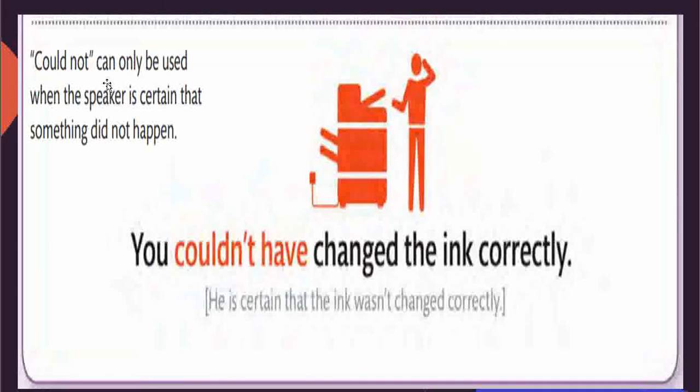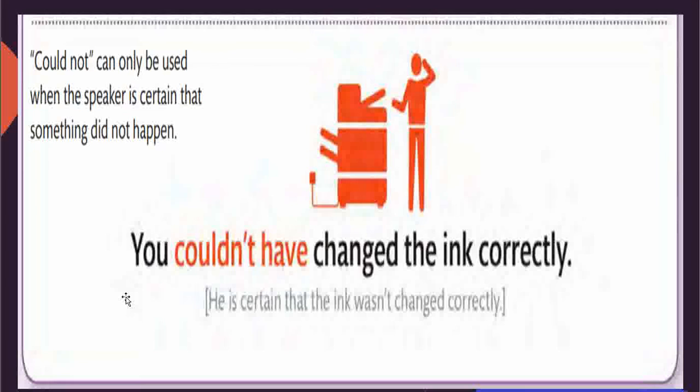The next pointer that we have is could not, which can only be used when the speaker is certain that something did not happen. So could not is used with certainty, might not is used with slight doubt. You couldn't have changed the ink correctly. Now, this is a completely formal construction, business English. You couldn't have changed the ink correctly.